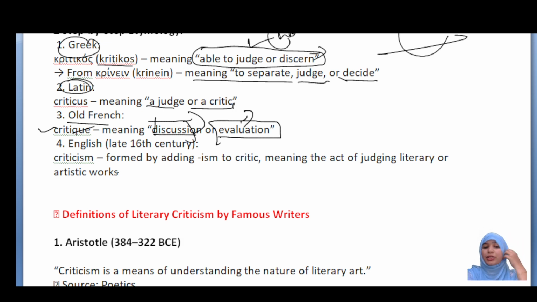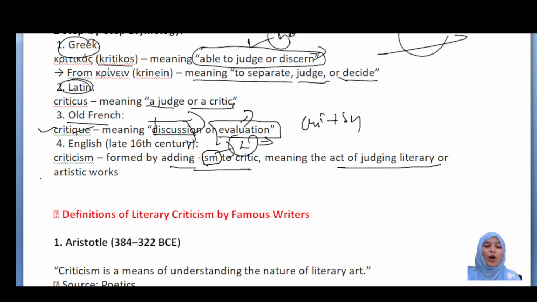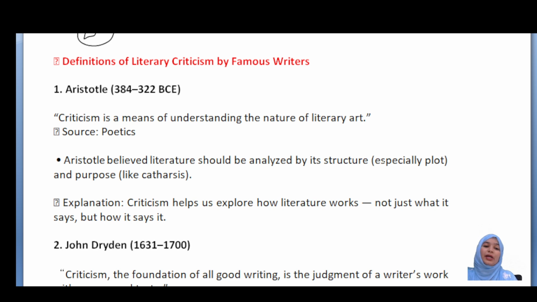In English, criticism is formed by adding ism. In English literature, in English land, they add the suffix ism, that is criticism, meaning the act of judging a literary or artistic work. Whoever has written on that work shows the act of judging that literary work, which is literary criticism. Okay now, so this is the introduction to literary criticism. Hope so you have got it.